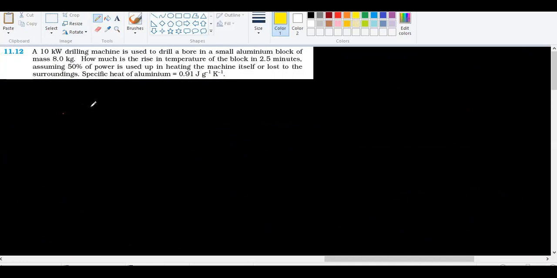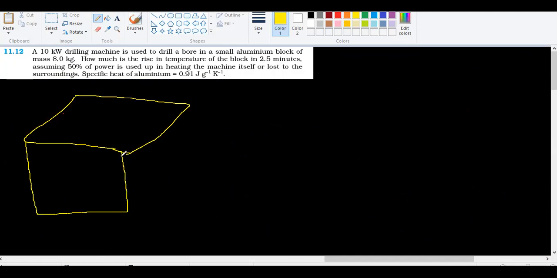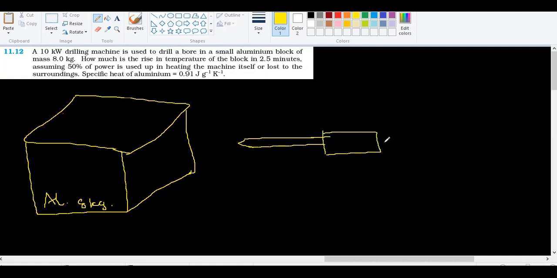A 10 kilowatt drilling machine is used to drill a bore in a small aluminum block, mass 8 kg. So it means we have an aluminum block, and it's an 8 kg block. We have a drilling machine, a 10 kilowatt drilling machine. So let's say this is a drill. The drilling machines will look something like this. Usually it will look vertical, but there are some horizontal machines also.